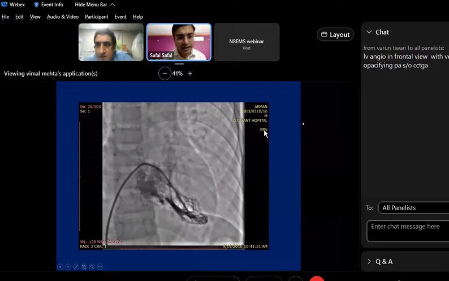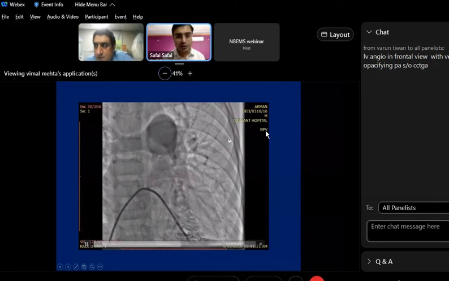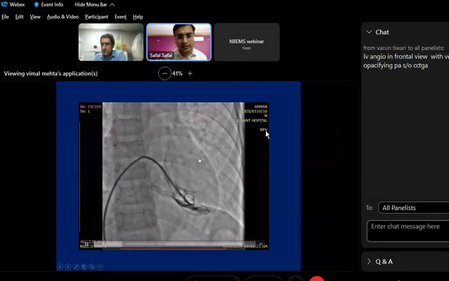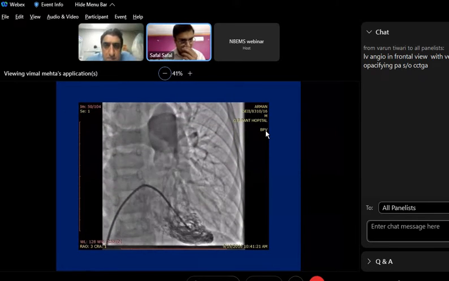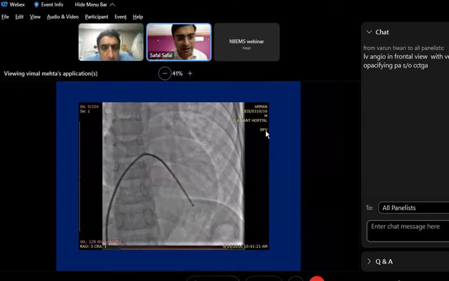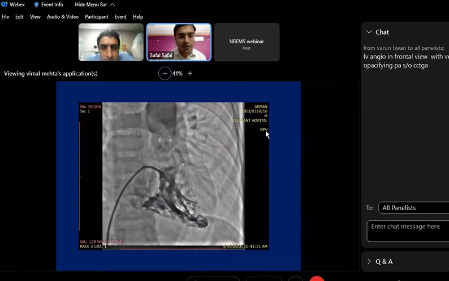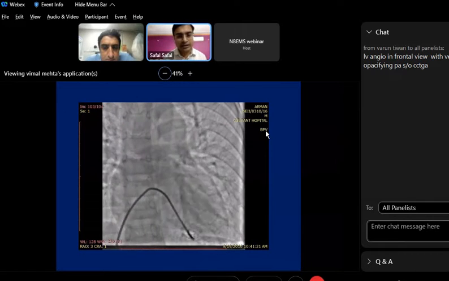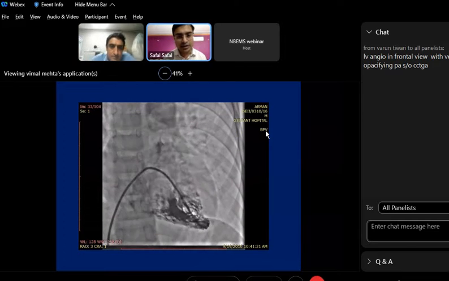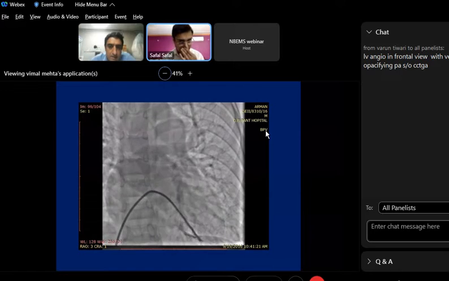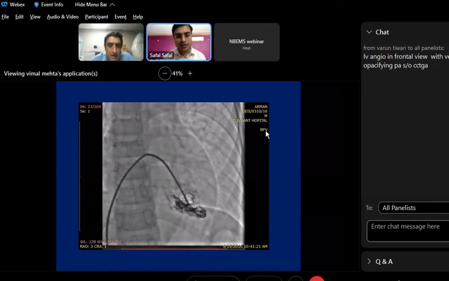So do not see this RAO cranial and say this is an RAO cranial view. No, this is not the RAO cranial view. This tendency, our candidates also have, to just read this and then classify it. RAO cranial would be something like RAO 30, cranial 30. We do not want you to read this. We want you to look at the image and tell us what the view is. And the catheter, and the chamber, as sir already mentioned, please just look. This is classically what the RV looks like. So do not say this is an LV angio.